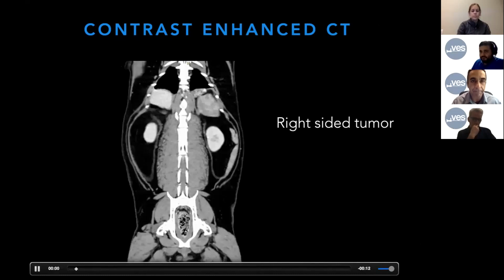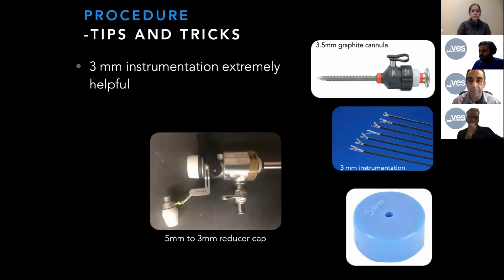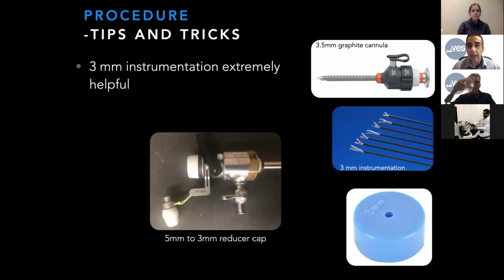Okay, a couple other tips and tricks regarding instrumentation. We briefly mentioned it, but the 3 millimeter instrumentation, and then Phil mentioned the 2 millimeter even, these sets of instruments are absolutely essential, and I think critical, when you're doing adrenalectomy in cats.